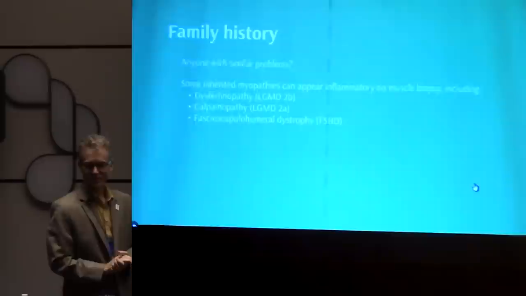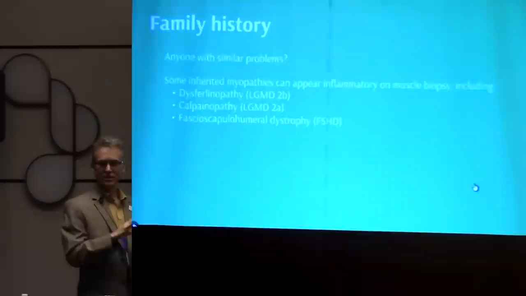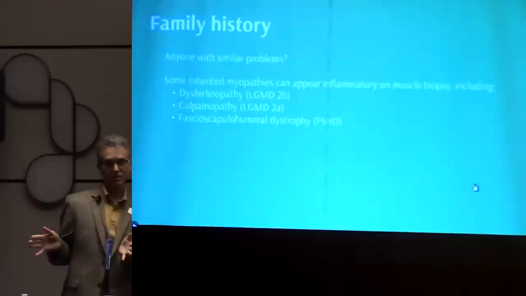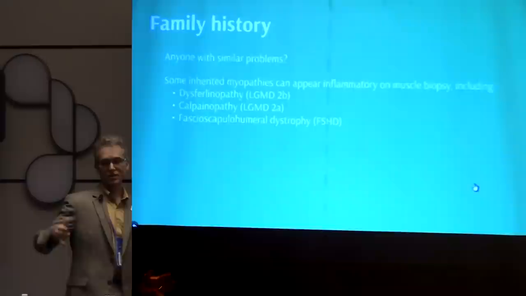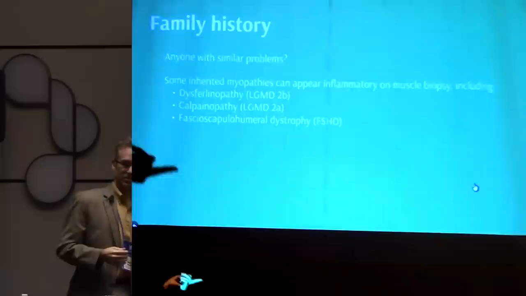All right, so family history. There are a couple of inherited myopathies which can look very much like myositis, even with a biopsy. On the biopsy, it looks inflammatory, and so if someone has slowly progressive proximal symmetric weakness, stairs and chairs and combing hairs, and mom had the same thing, then I'm going to be more worried about an inherited problem than an acquired problem like myositis.